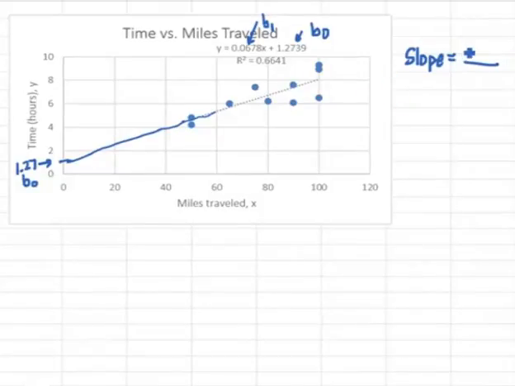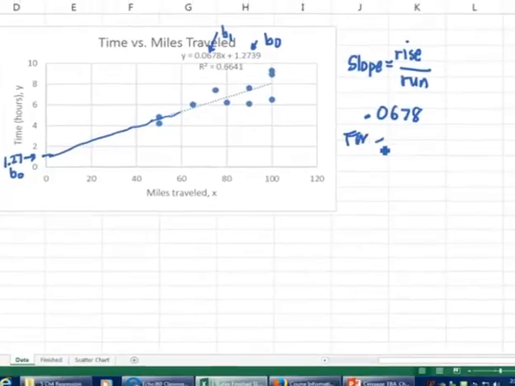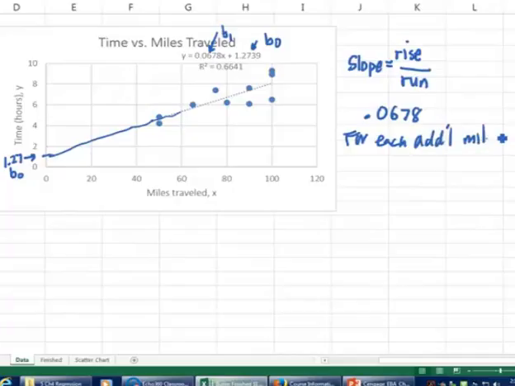Rise over run. Okay, so that tells us that we have a slope of 0.0678. So this would be for each mile. So for each additional mile, that is x is increased by 1, then how much will y increase?